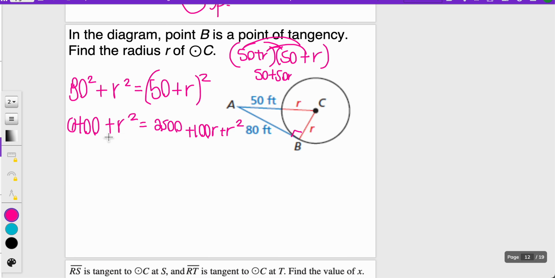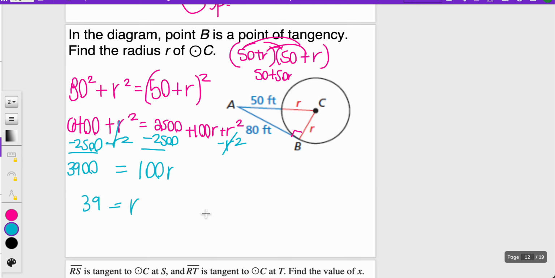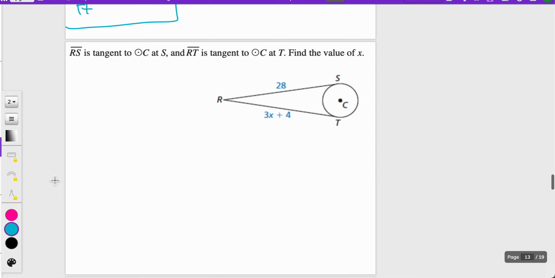Now we want to be able to just solve for r. So I can go and maybe start by joining this 2,500 with 6,400. Okay, that'll give me 3,900. And then if you notice this r squared, if I subtract r squared, it'll cancel out this other r squared here. So all that's left is 3,900 is equal to 100r. So r is equal to 39, which means the radius is 39 feet. Okay, that one took some extra brain power, I'm sure.